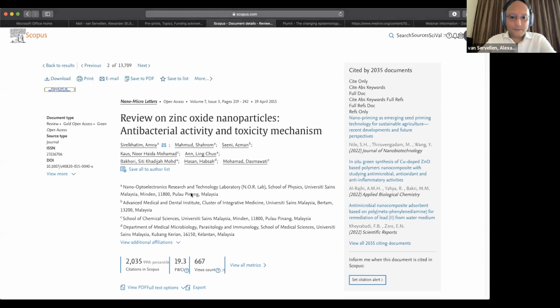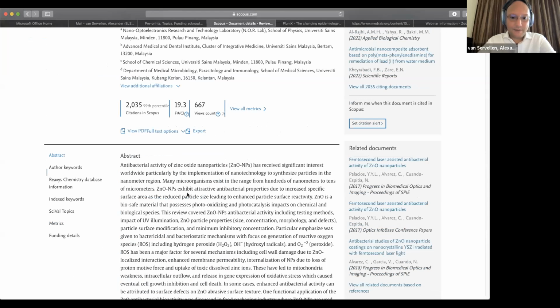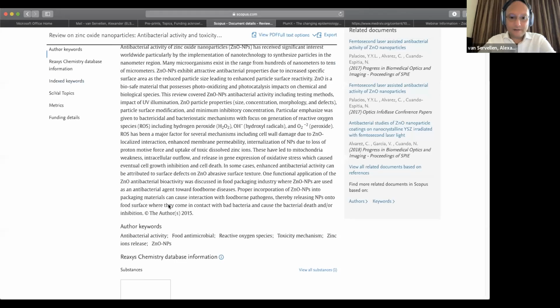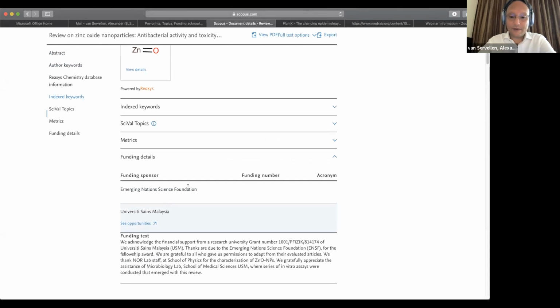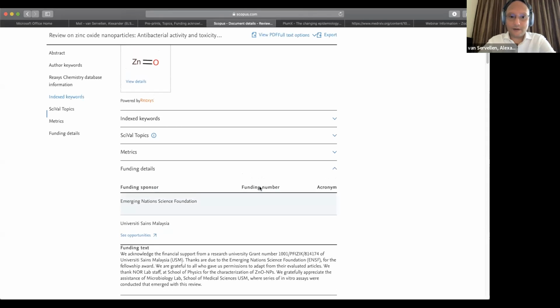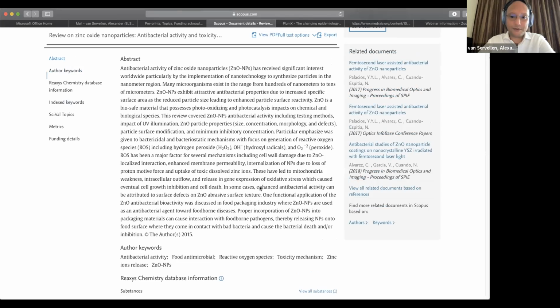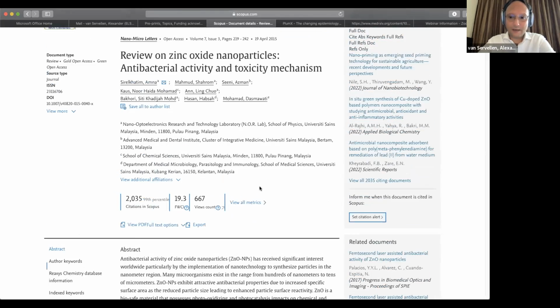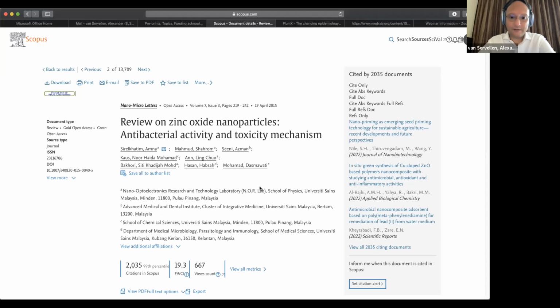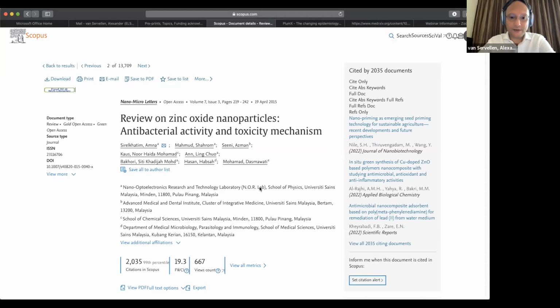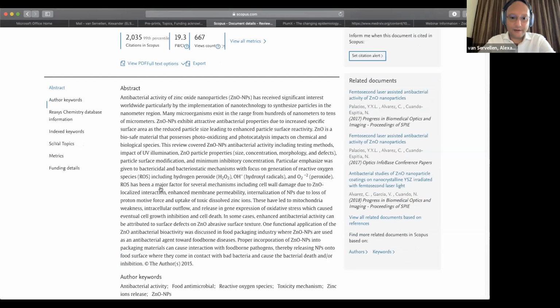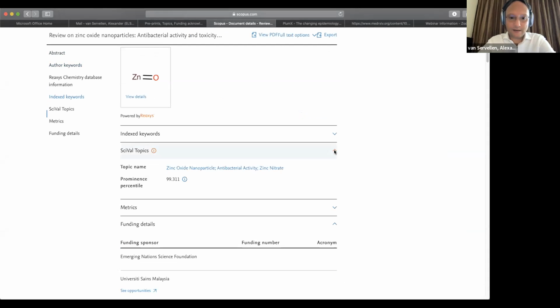Okay, so basically by searching for a particular funder, you can find the papers, and by looking in the funding details of the paper, you can see which funding bodies have funded a particular research project that results in the paper. So again, all of that's visible, right? You can find preprints in the author profiles. At the paper level, you can find the funding details and the SciVal topic.